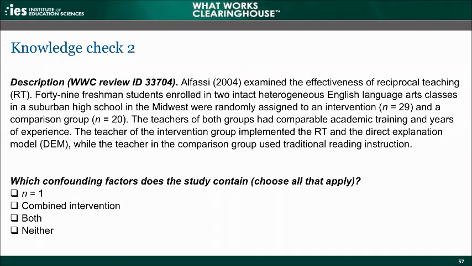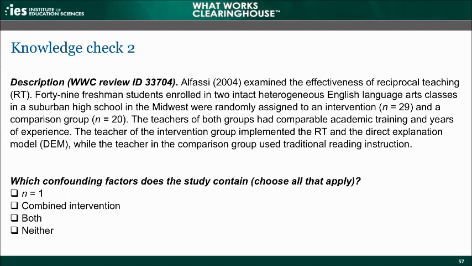Thank you. The WWC reviewed study in this knowledge check examined the effectiveness of reciprocal teaching, which is a guided reading comprehension strategy. 49 freshman students enrolled in 2 intact heterogeneous English language arts classes in a suburban high school in the Midwest were randomly assigned to an intervention and comparison group. The teachers of both groups had comparable academic training and years of experience.